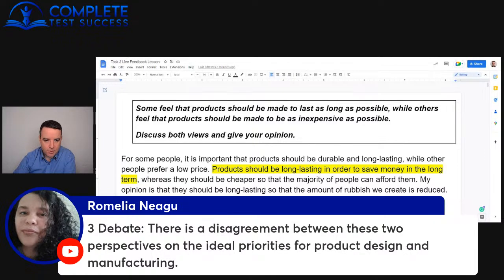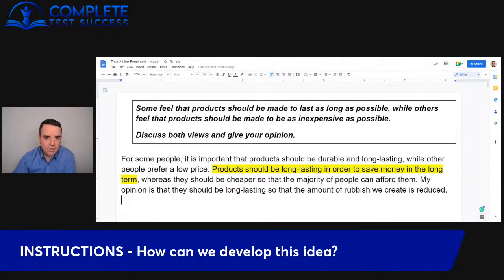There's a disagreement between these 2 perspectives on the ideal priorities for product design and manufacturing. So again, there's nowhere in the essay that this sentence would be required because you're not really doing anything necessary. So pretty much every sentence we write in the essay has a purpose. So we paraphrase the question. The purpose is to tell the reader what the essay is about. We say what our main ideas are.